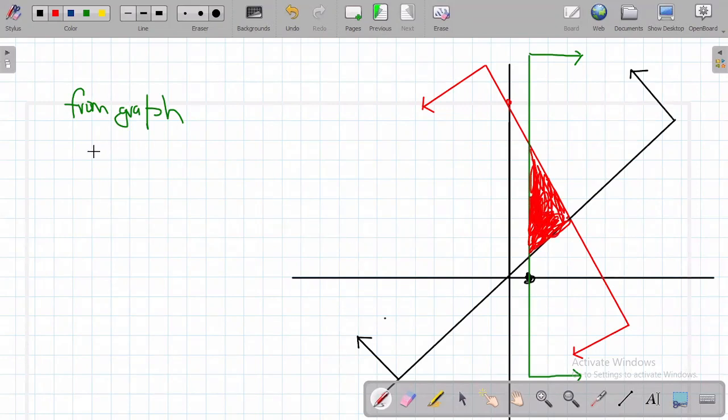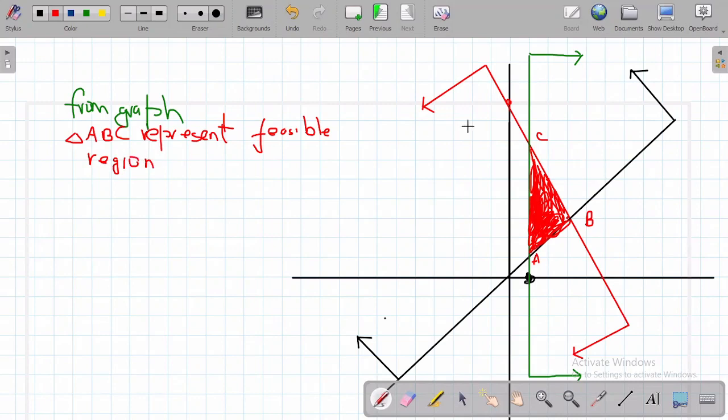So you can write from the graph. I'll give the names also, A, B, and C. From the graph, triangle ABC represents the feasible region.